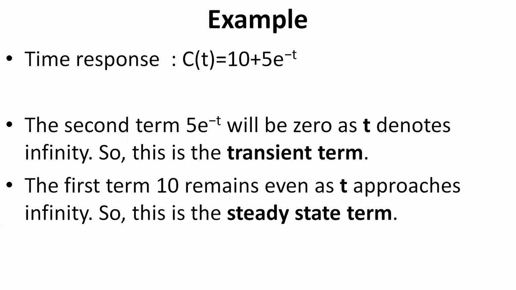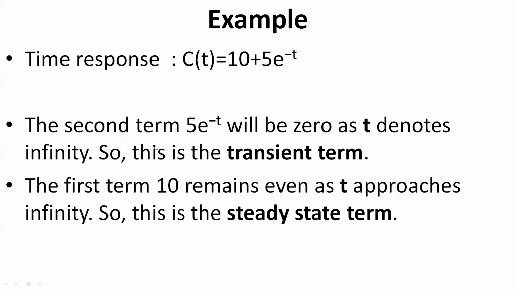Let's take an example of time response c(t) equal to 10 plus 5 e power minus t. Here the term 5 e power minus t will be 0 as t tends to infinity, so this is the transient part. As t goes to infinity, e power minus infinity is 0. The first term, 10, remains even as t approaches infinity. So this is the steady state, and this is the transient state.